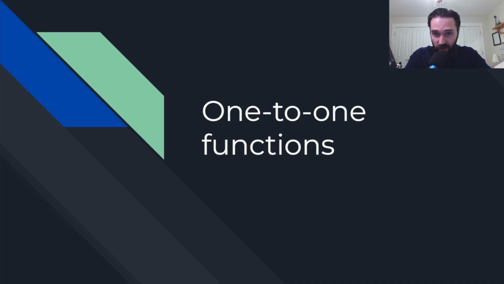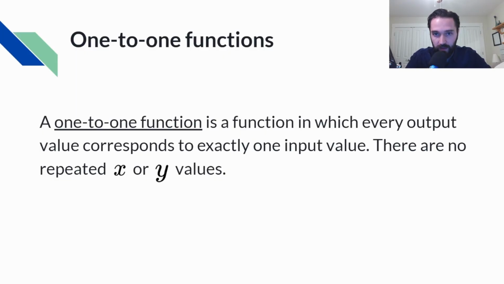Next, let's talk about one-to-one functions. This is a special type of function in which every output value corresponds to exactly one input value. There are no repeated x or y values. So let's take a look at this part right here. It says it's a function, so by the definition that we had on a previous slide, every input value corresponds to one output value. So a one-to-one function not only has that going on, but it also has this. Every output corresponds to exactly one input.